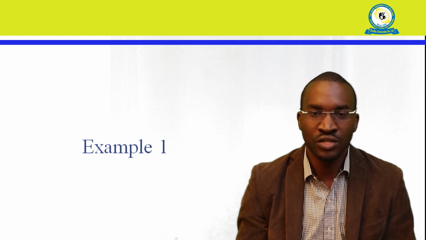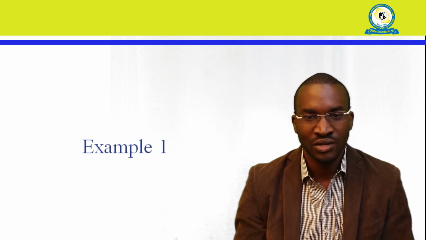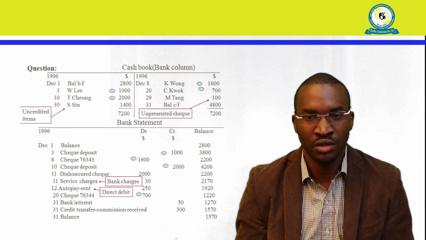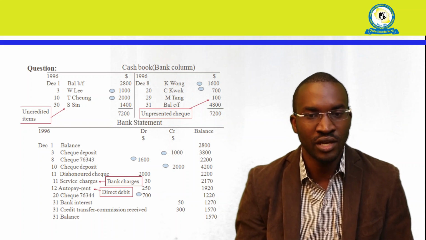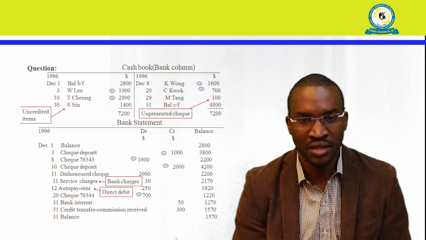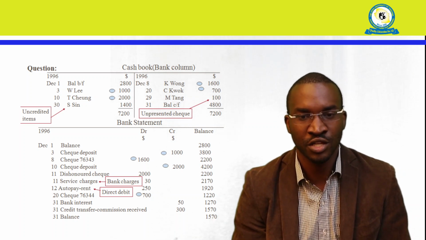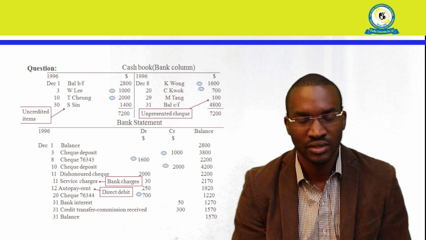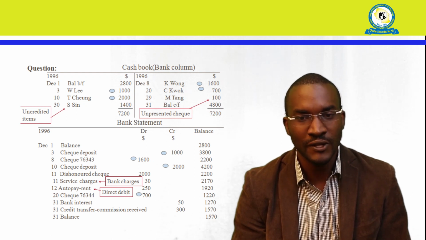Okay, now look at this question. Here we have a cash book with a bank column, and below it you have a bank statement. Take a pause and try to read these items or elements within the cash book and within the bank statement. I'll pause a bit so that you can follow.